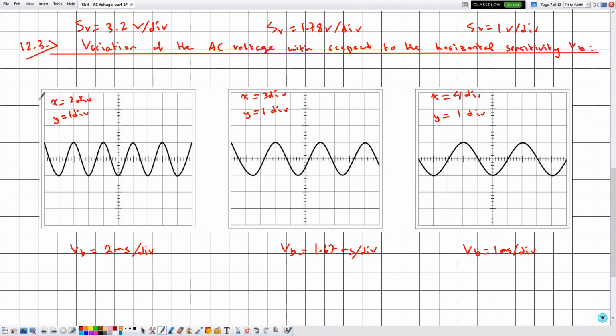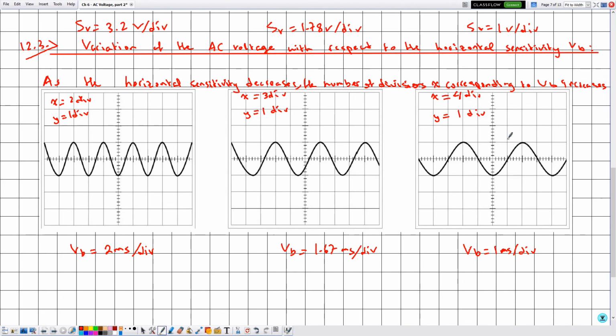And here let me write down: as the horizontal sensitivity decreases, the number of divisions x corresponding to VB increases.